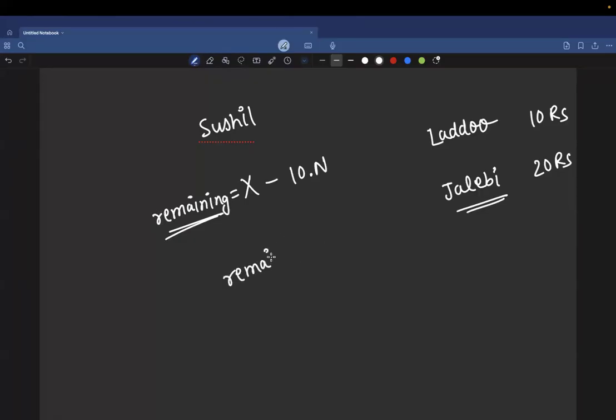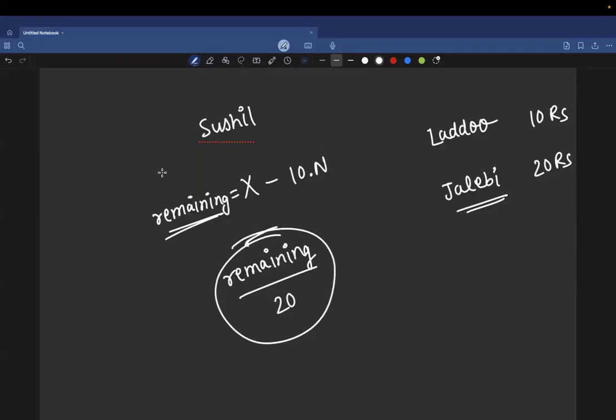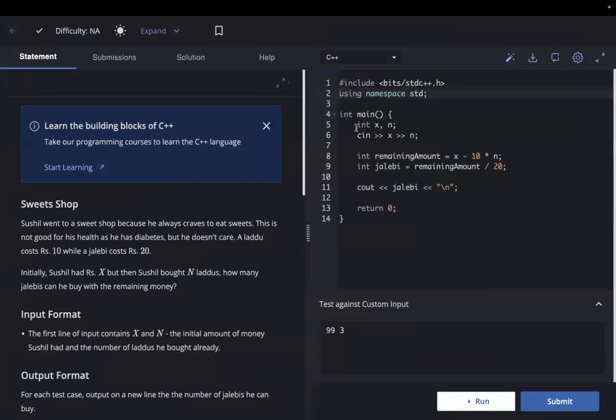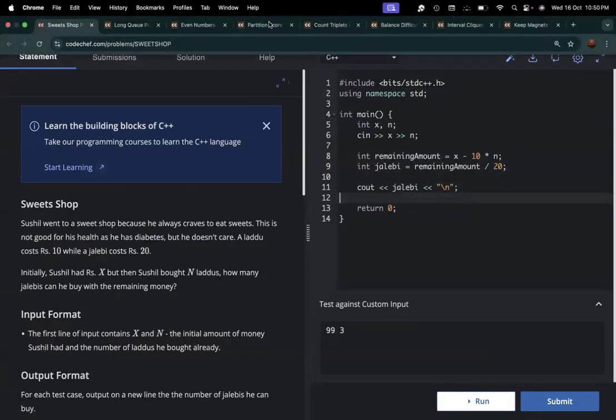The answer is pretty simple. You can just say the remaining amount he has divided by the cost of jalebi, that is 20. This would be the number of jalebis this guy can buy. A pretty straightforward problem. So we can just code it like this. There were X rupees initially and N number of laddus have been bought. So X minus 10 into N, that is the remaining amount. If you divide it by 20, that is the number of jalebis this guy can buy. And that's it. So this was a simple problem.